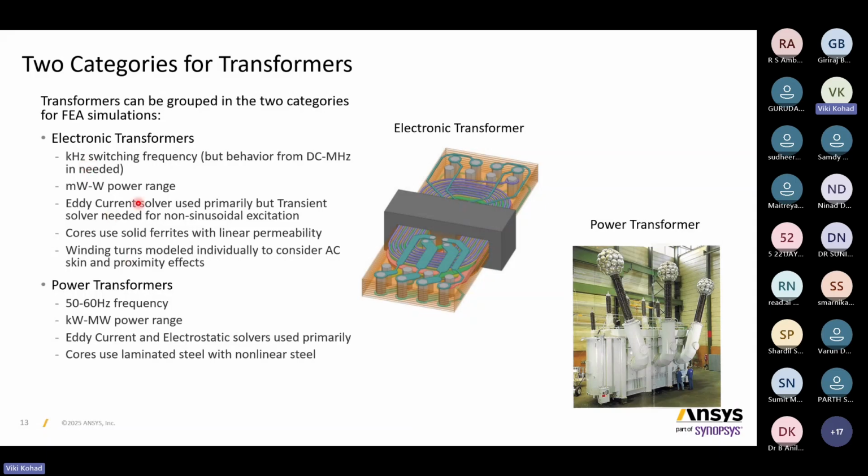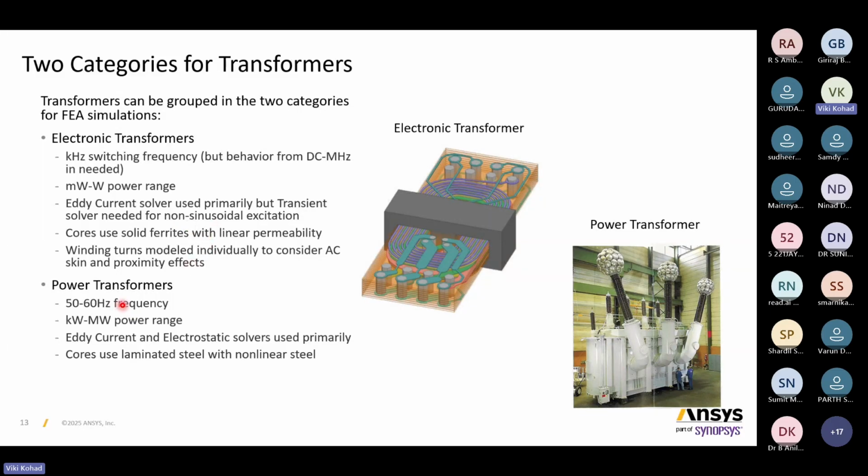But the main difference between the electronic transformer and the power transformer is in the simulation. In the electronic transformer you don't need to simulate much of the electric field effect. You can cover most of the details using the magnetic simulation only. If your supply current is sinusoidal AC, you have to use the AC current solver. If it is non-sinusoidal, then you have to use the transient solver.